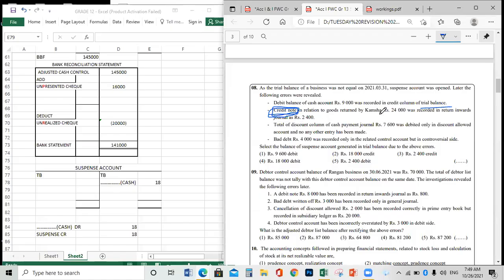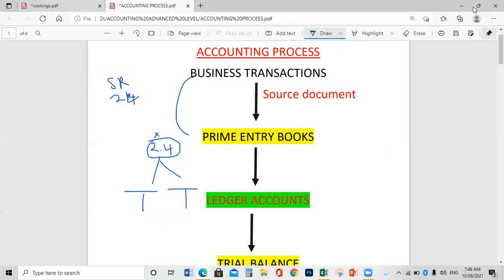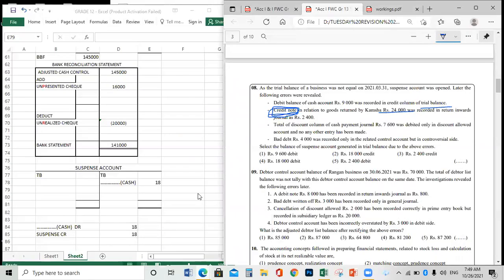Now tell me, guys, is it understated or overstated? Understated. By how much? 24,000 you recorded as 2,400, so it was understated by 21,600. To correct an error, if it is understated, is it same side or opposite side?